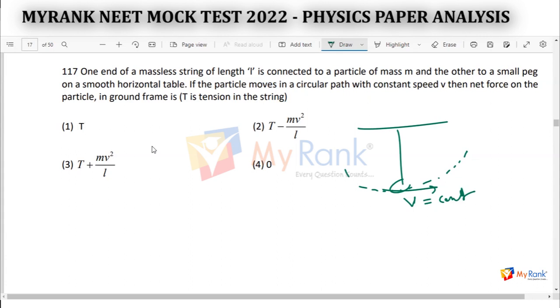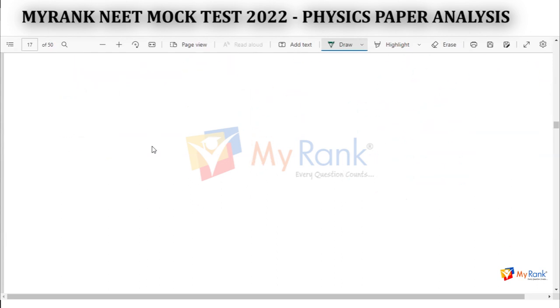On the smooth horizontal table, you imagine this arrangement from one end. Net force on the particle is, right? Net force on the particle means towards this fixed point. So like this, the tension is providing the centripetal force. It's a circular motion, so T is nothing but mv square by r. So here T is nothing but mv square by L, where L is the length of the string. So this tension is only providing the centripetal force. So the option is the first one, students.